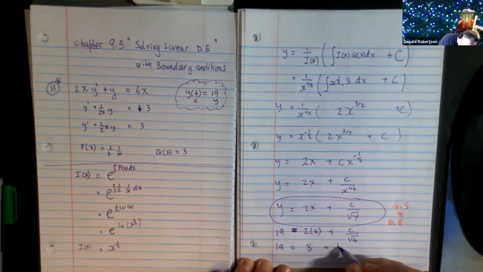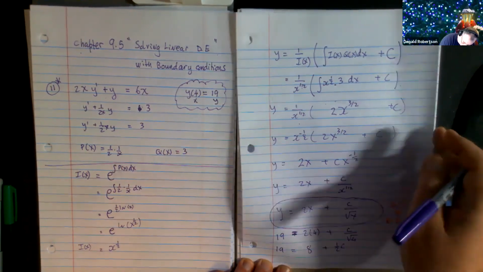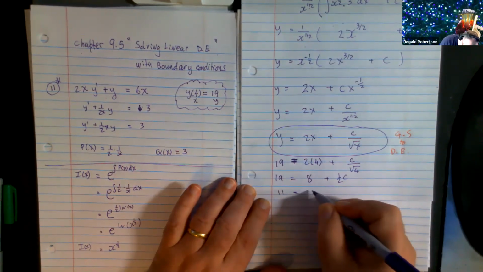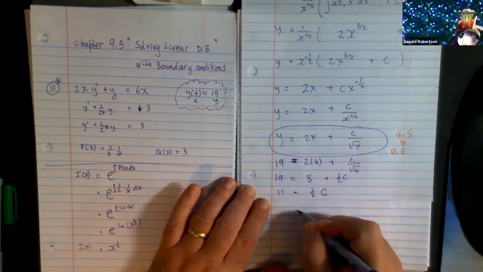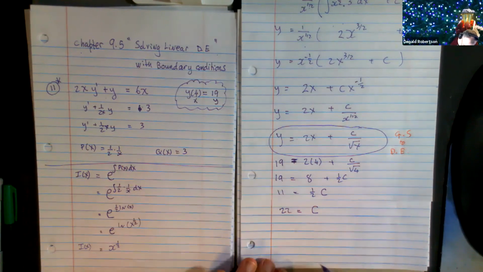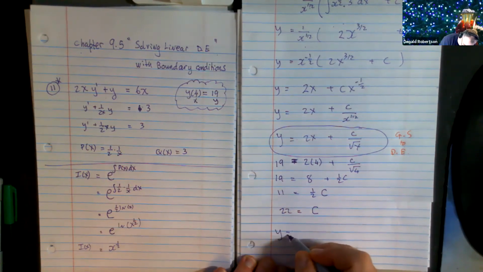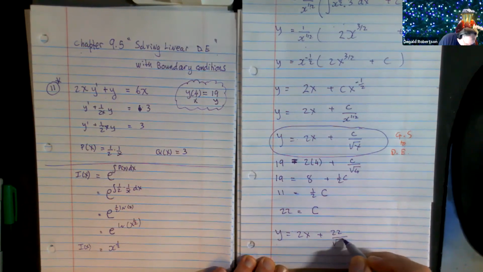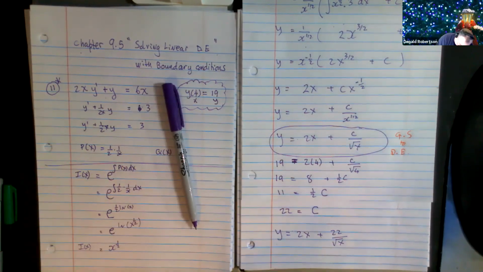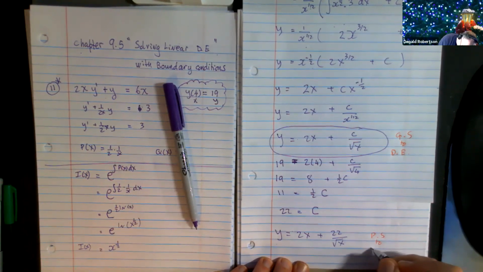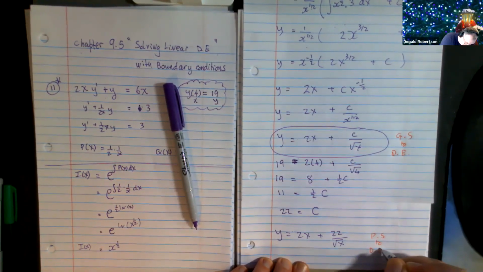C over 2 is just another way of saying a half c. So 11 is a half c. So doubling both sides gives us c. And now we have the value of c. And that's the particular solution to the differential equation.